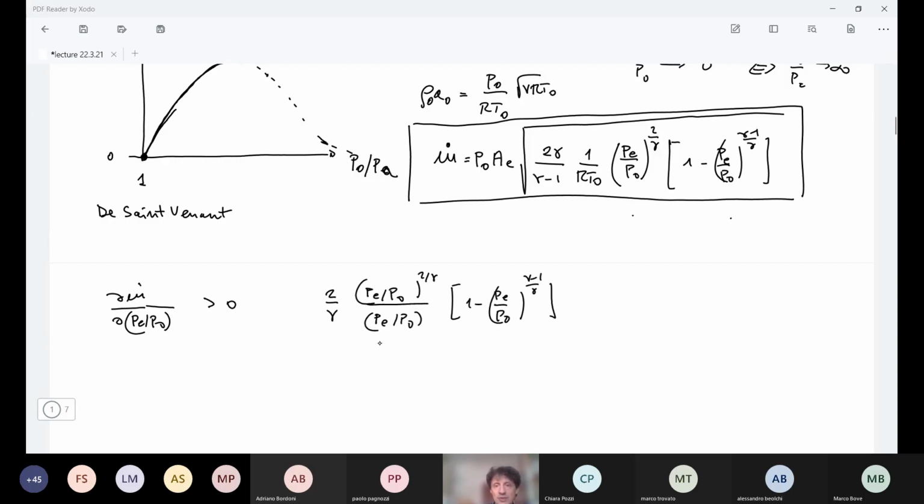And so the second term will be, let's leave the room for the sign, Pe over P0 to the 2 over gamma, and then the derivative of this term, that will be only the second one, so we have a minus, and we have Pe over P0 to the gamma minus 1 over gamma minus 1, and here the multiplying factor, that is the exponent of the power, as known for the derivatives. So we have this condition.